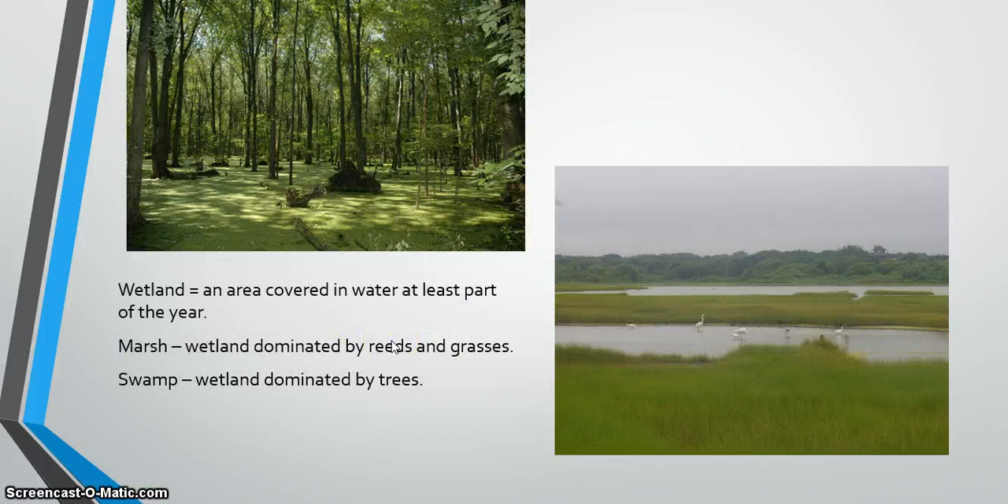Next type of marine ecosystem is a wetland. A wetland is an area that's covered in water for at least part of the year. There are two main types of wetland, marshes and swamps. Marshes are dominated by grasses and reeds. You can see a picture of a marsh over here, whereas swamps are dominated by woody plants, by trees, like cypress trees or mangrove trees. But in both of these cases, there are both fresh and saltwater marshes and swamps, but we're focusing on saltwater marine ecosystems in this video.